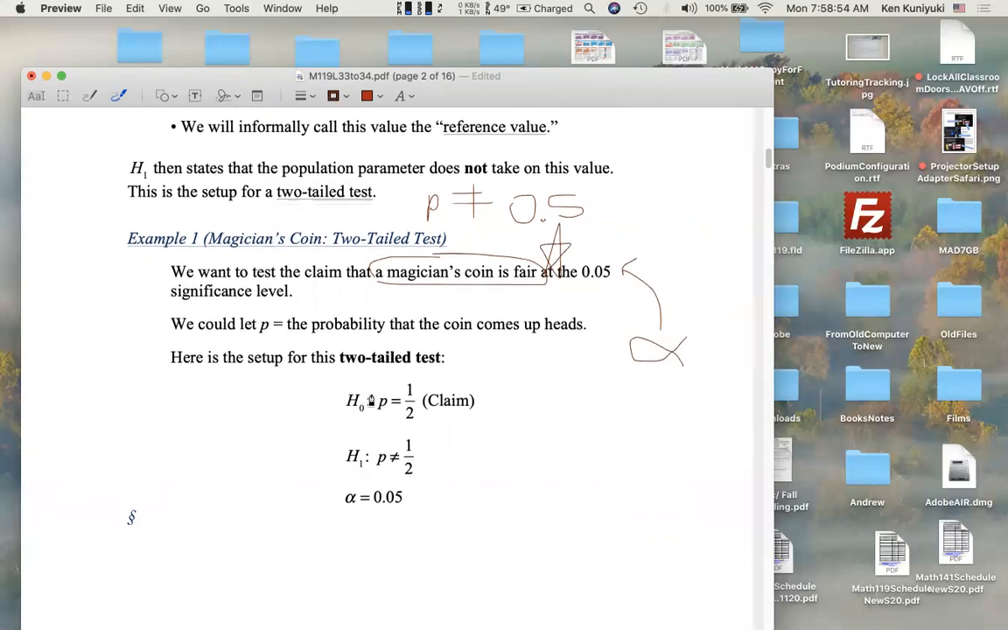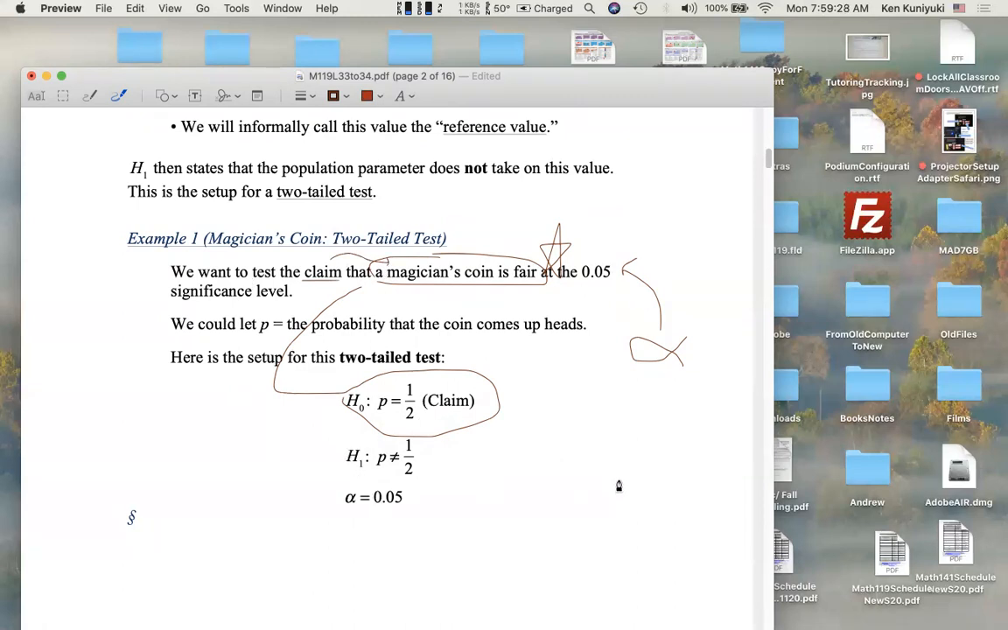Then here's a setup for this two-tailed test. The null hypothesis says that P equals 1/2. Remember, the notion that the magician's coin is fair corresponds to P being equal to 1/2. And it turns out that's the claim. Based on the wording of the problem, we want to test the claim that a magician's coin is fair. The claim is that the magician's coin is fair.